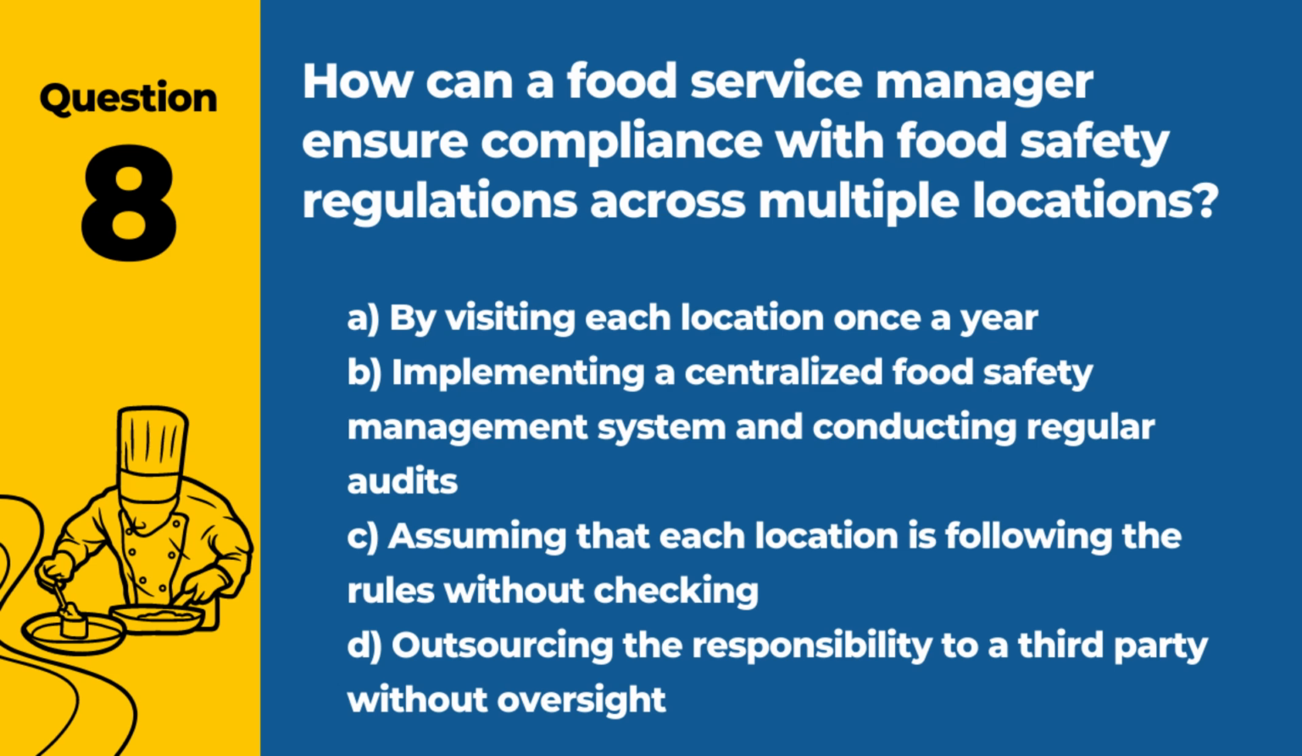Question 8. How can a food service manager ensure compliance with food safety regulations across multiple locations? A. By visiting each location once a year. B. Implementing a centralized food safety management system and conducting regular audits. C. Assuming that each location is following the rules without checking. D. Outsourcing the responsibility to a third party without oversight.